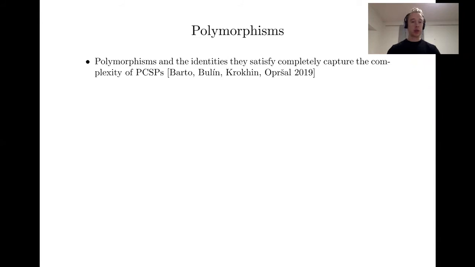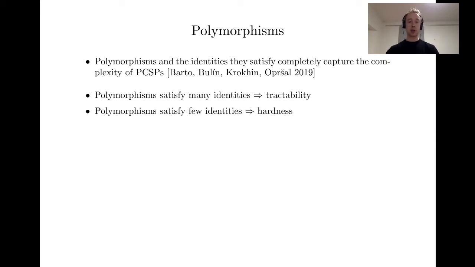Polymorphisms are important to the study of PCSPs because the identities they satisfy completely capture the complexity of a PCSP. In general, if a problem's polymorphisms satisfy many identities, we get tractability. And if the polymorphisms satisfy few identities, we get hardness. Most of the work on PCSPs so far has been trying to determine which specific identities are necessary for tractability and which for hardness.